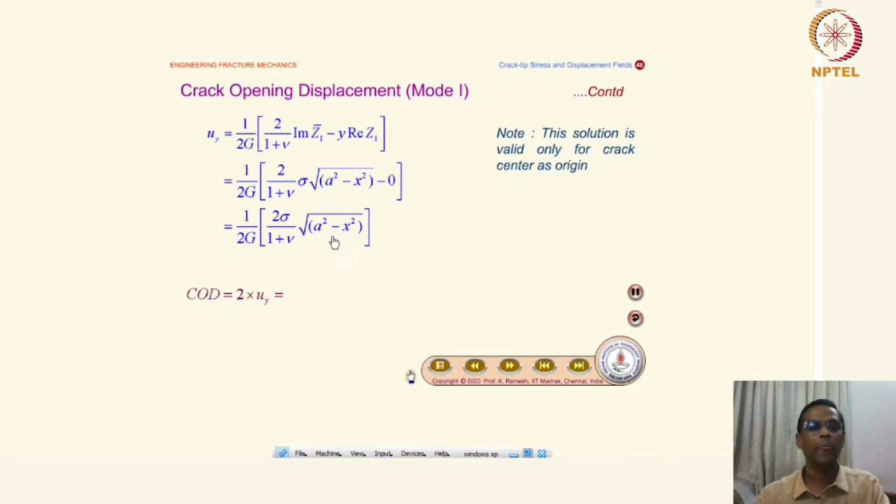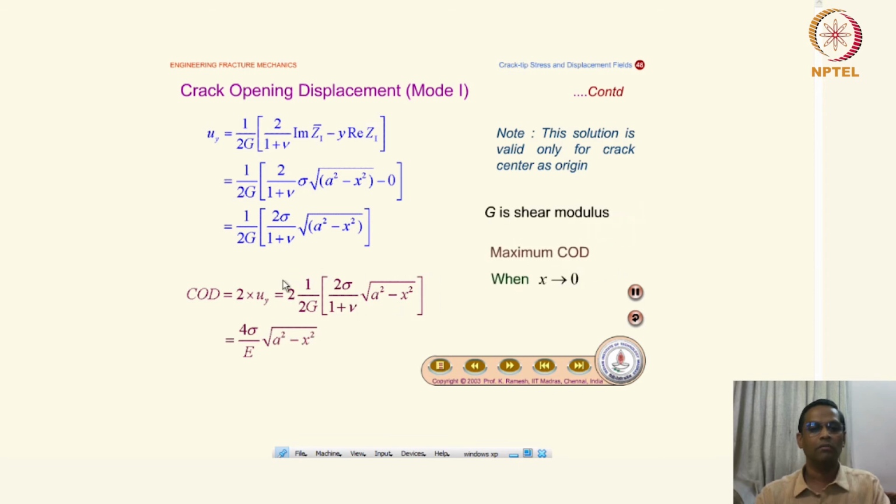So this is the displacement U. You get 1 by 2g into 2 sigma by 1 plus nu times the square root of a square minus x square. And COD is 2u, 2 times u. So you get this in terms of this equation, and then you substitute g, replacing g and nu by E, then you get COD is equal to 4 sigma by E into square root of a square minus x square.